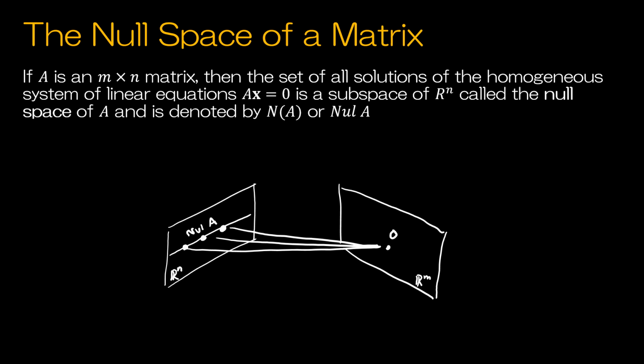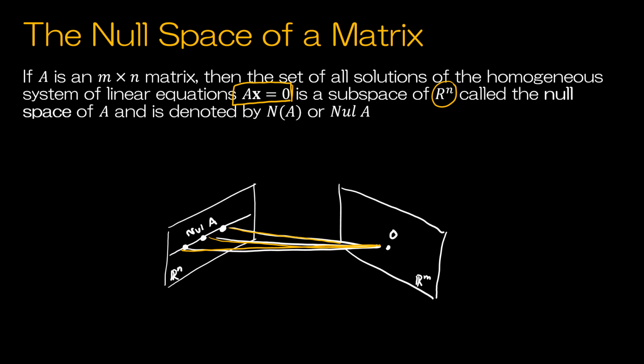The null space of a matrix is the set of all solutions of the homogeneous system of linear equations AX = 0. So what we mean by that is we've already learned how to solve a homogeneous system. And we said the homogeneous system is when AX is equal to 0. So what we're looking for is any of the vectors in Rn which would map to 0.